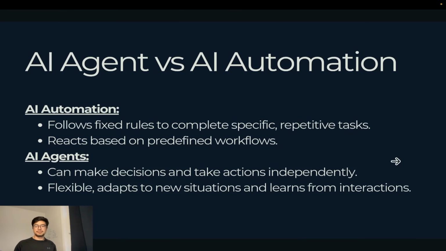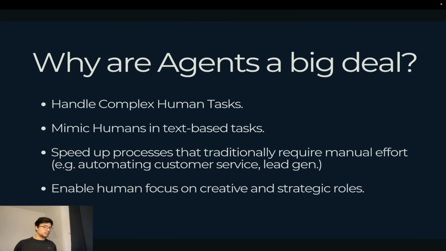Right, so hope that was clear. And once again, why are agents a big deal? I'm probably repeating myself a bit, but they can handle complex human tasks, right? And the second point is kind of the same. But yeah, they speed up processes that require manual effort. I mean, this also happens with AI automations. And yeah, they enable humans to focus on creative and strategic roles. I guess this is not really unique to agents, but definitely agents can help in many places that AI automations cannot, right? I'm not telling you that AI automations are worse than agents.